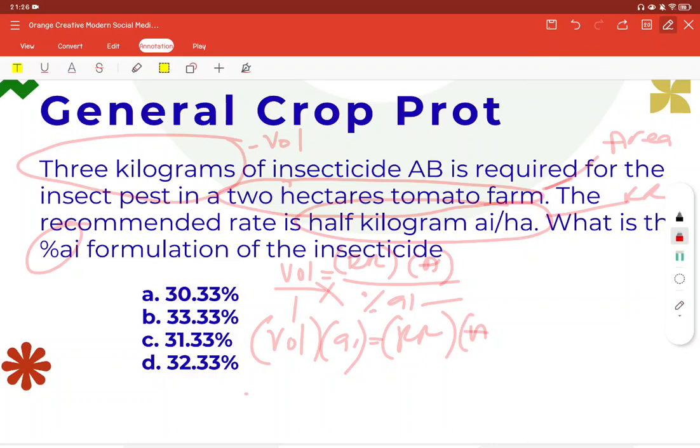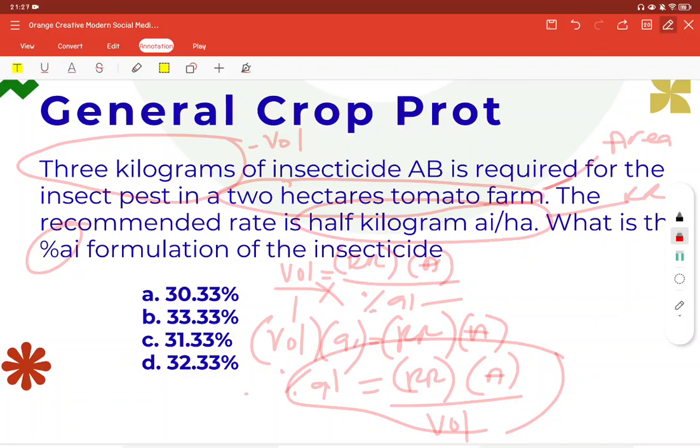multiplied by area, by 1, multiplied by 1. But it is unnecessary to put 1, so we just delete it. It's the same answer. Since volume has a multiplication sign against AI, if it crosses the equal sign, it will transform into division. So percent AI is equal to RR multiplied by area divided by volume.